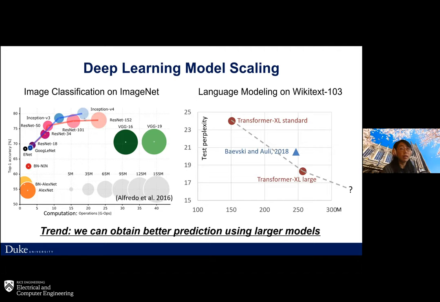Similarly, we observe this in language models. Here the y-axis represents the test perplexity, where lower is better. If we use transformer models and explore the trend, similarly, bigger models with more operations can obtain better accuracy or results. Generally speaking, the trend is that larger models bring better prediction accuracies.